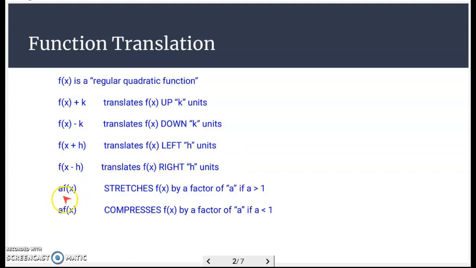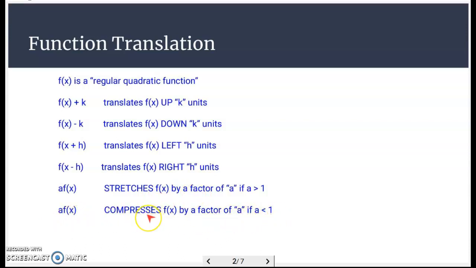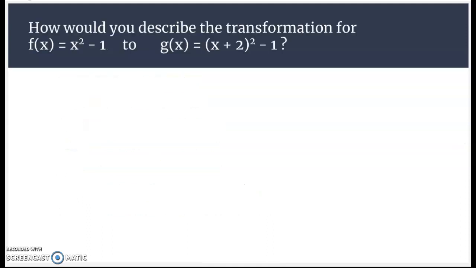You can multiply the function by a. And if a is greater than 1, then you stretch f of x by a factor of a. It kind of gets skinnier. However, if a is less than 1, it's going to compress the function and make it wider with respect to the x-axis. So let's look at a few examples and see how these work.